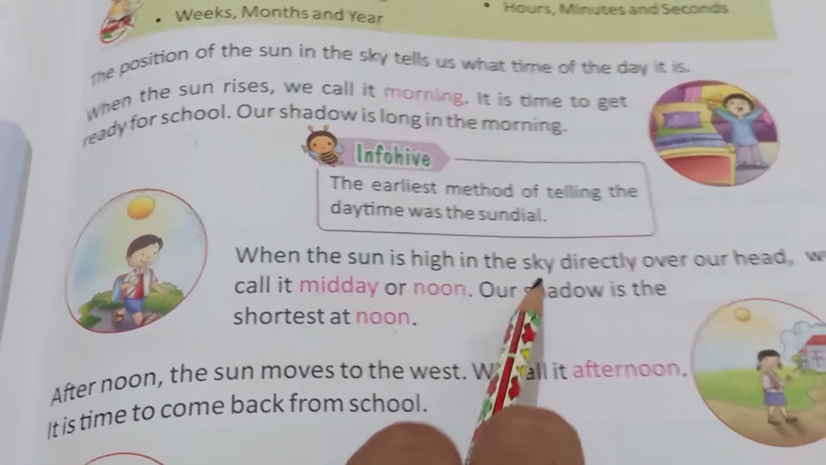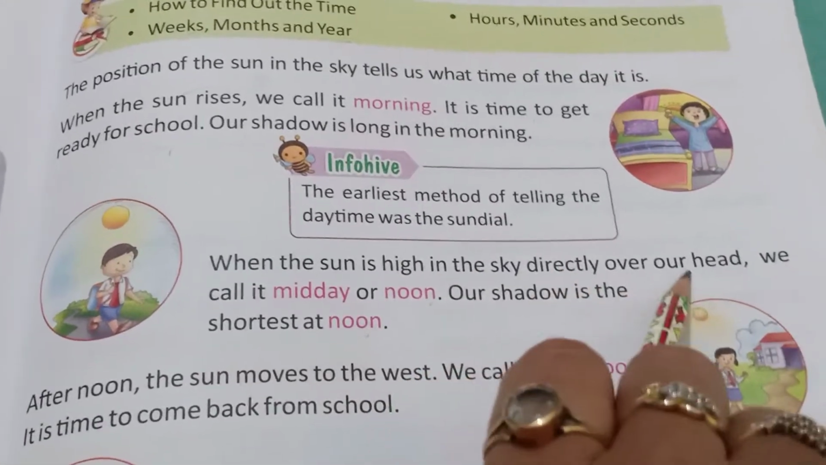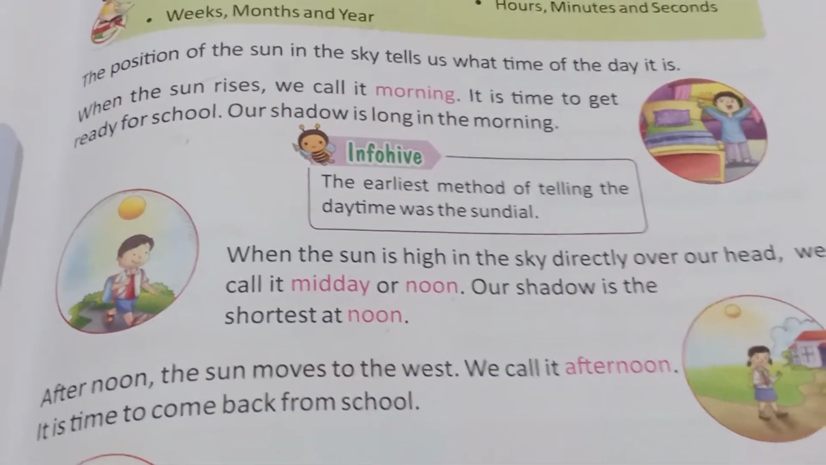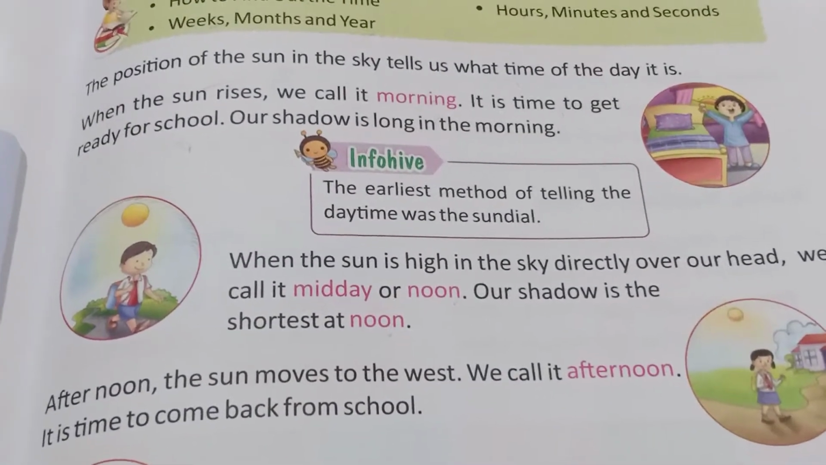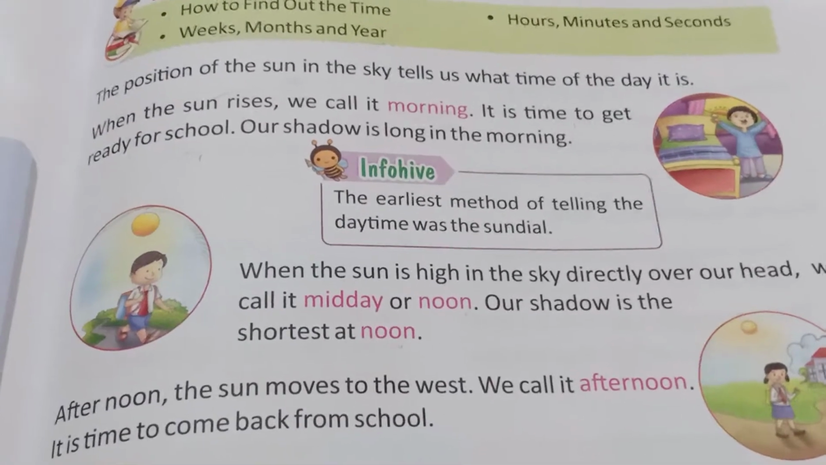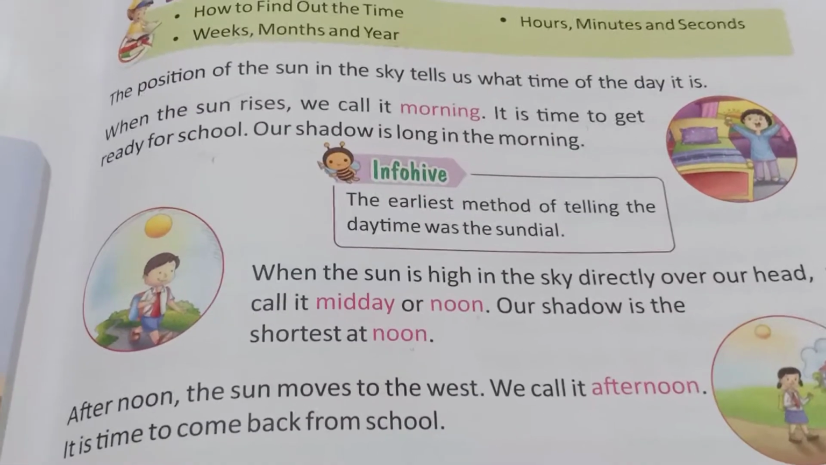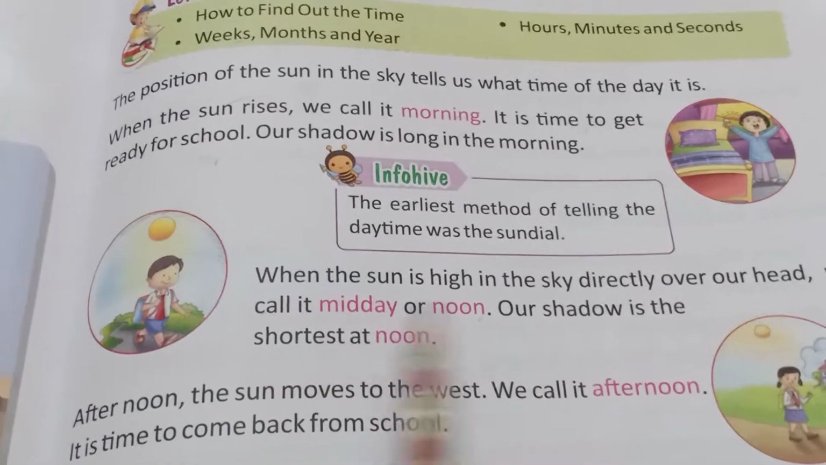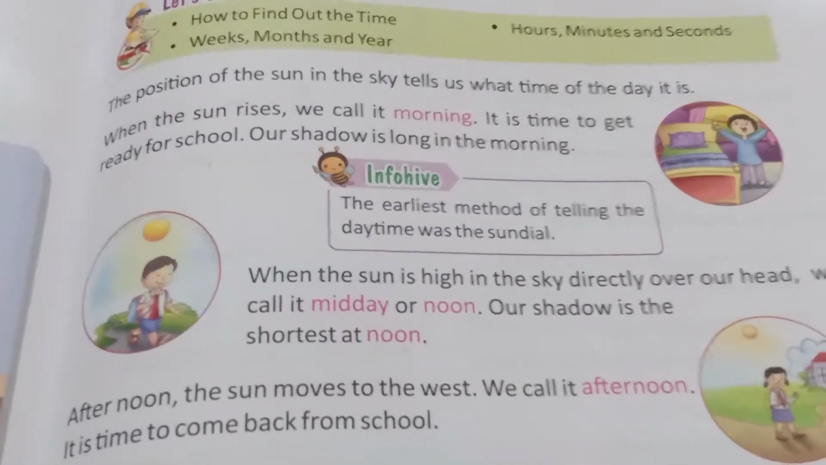When the sun is high in the sky directly over our head, we call it midday or noon. अब जब sun चलते चलते हमारे बिल्कुल ठीक सिर के ऊपर आता है, when it is high up over our head, our shadow is the shortest at noon. हमारी shadow जो है सबसे छोटी होती है noon में.